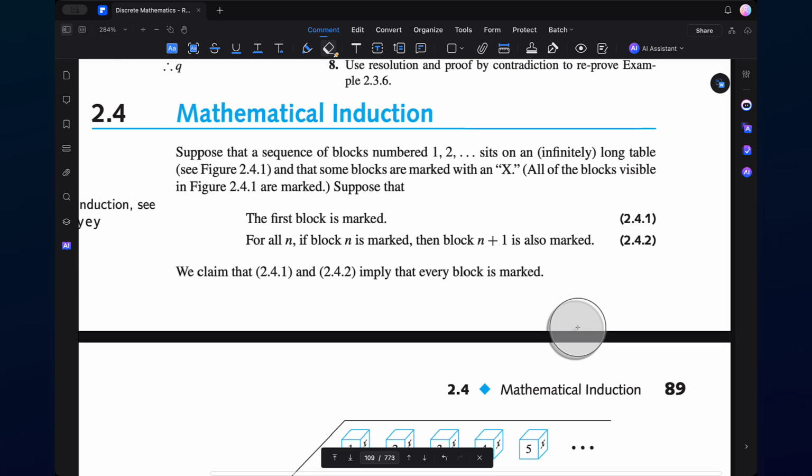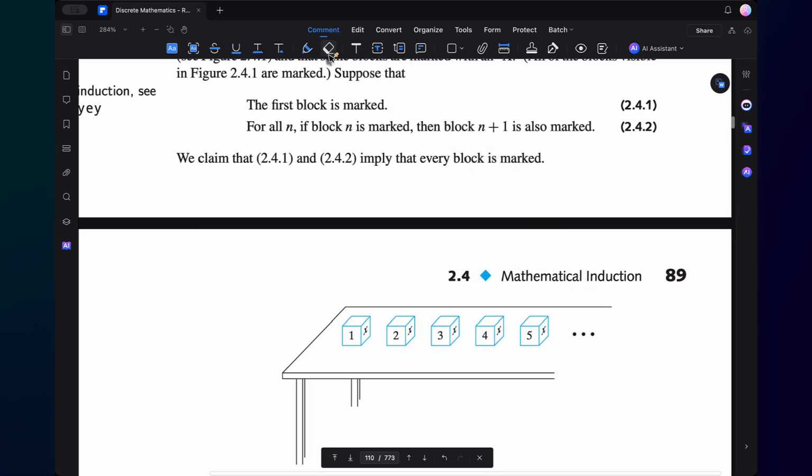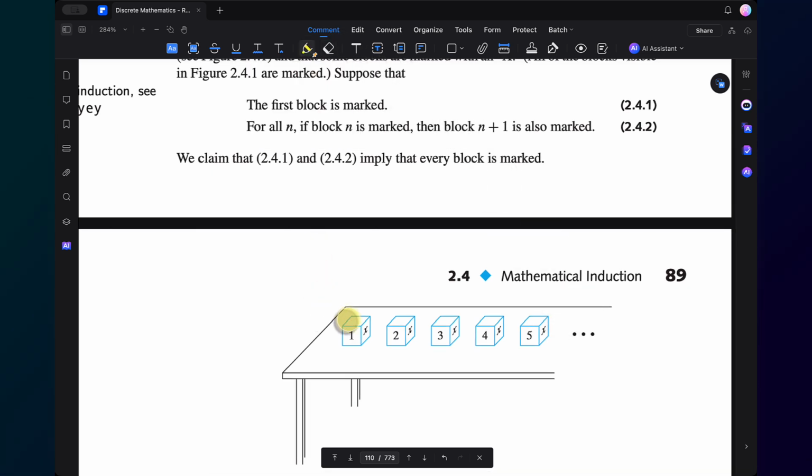So the idea of mathematical induction is that you make a proof that the first one is true. Now, that's true. Then you might think, well, let's prove the second one is true. Well, no, once we prove the first one is true, we could use the fact that the first one's true to prove the second one is true.